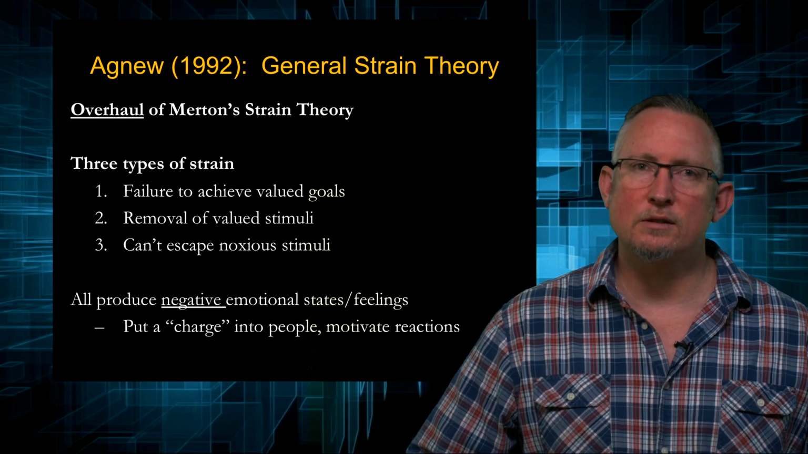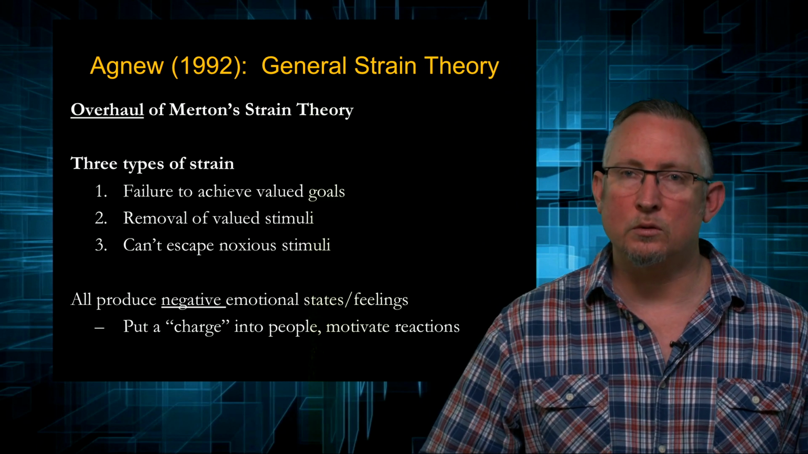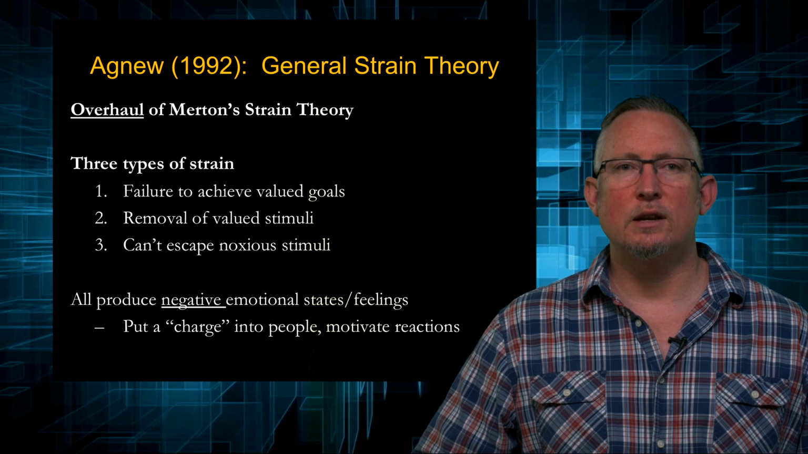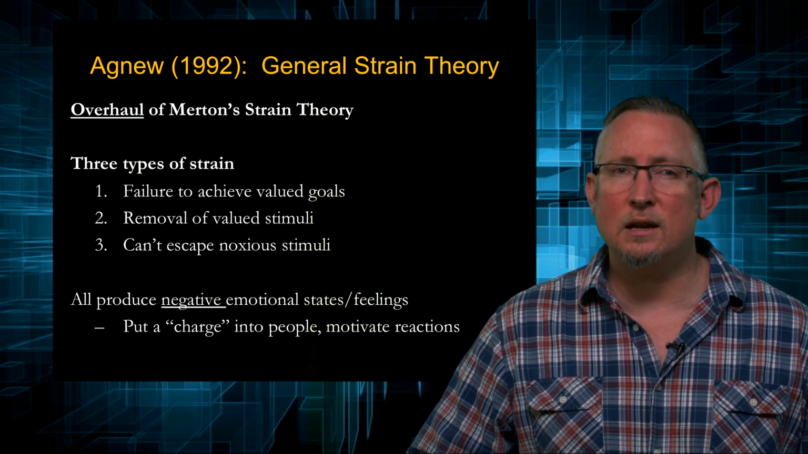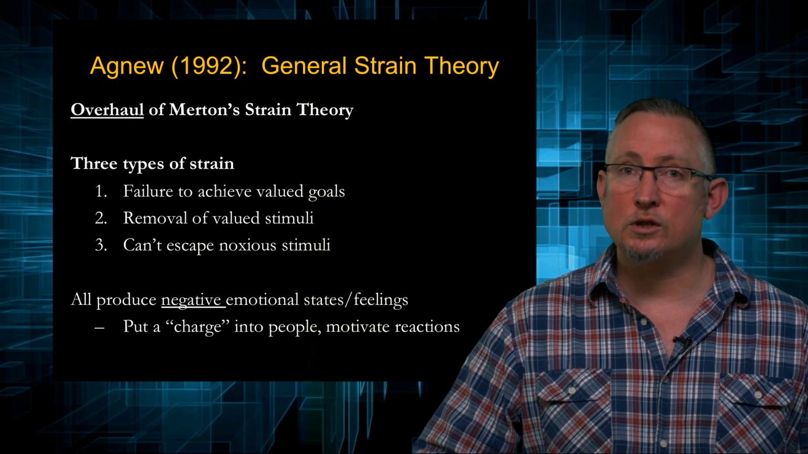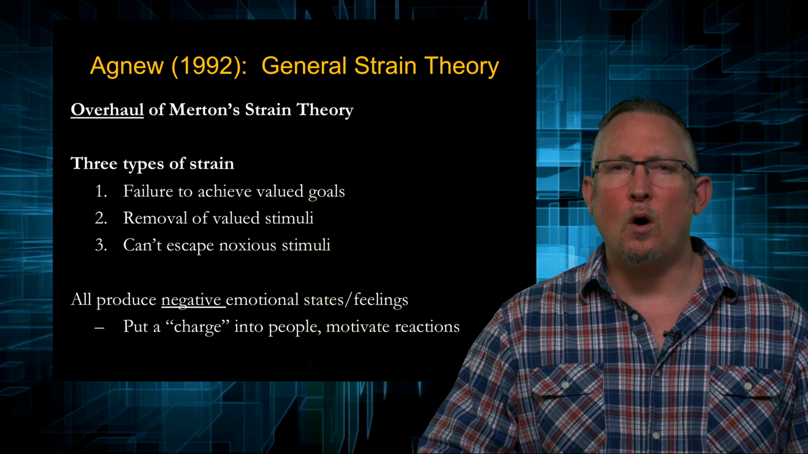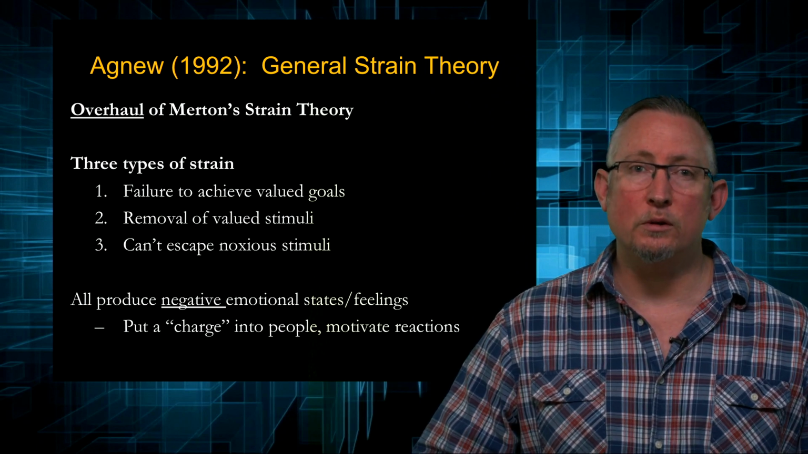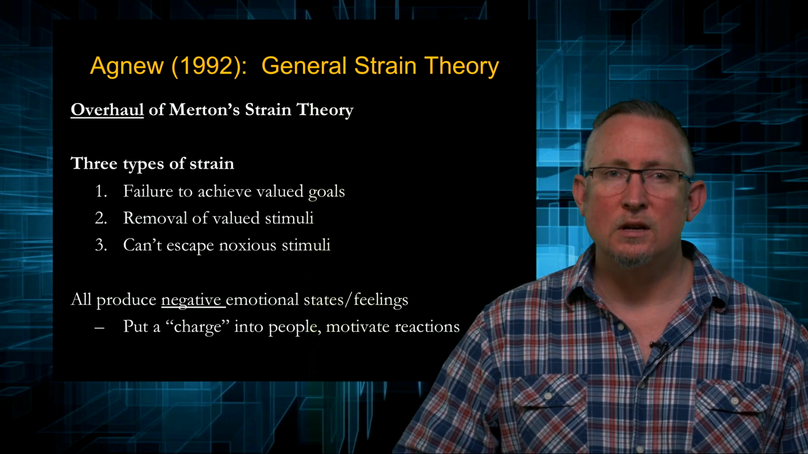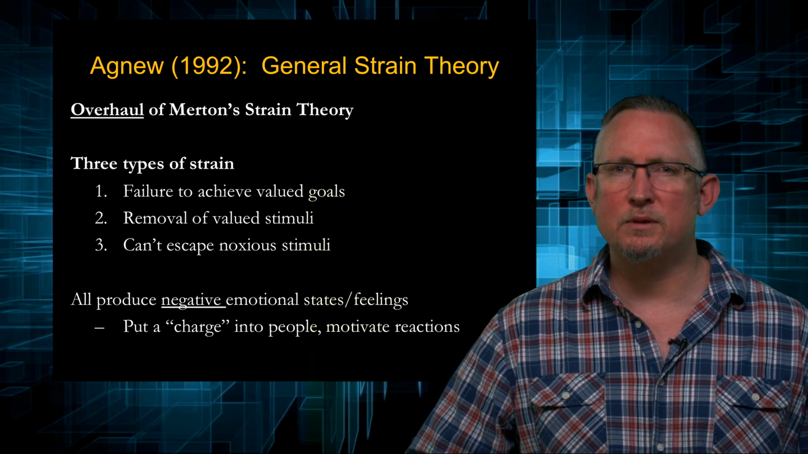First, we can think of strain as a failure to achieve valued goals, positively valued goals. Second, we can think of strain as a removal of valued stimuli. Third, we can think of strain as the inability to escape noxious or negative stimuli. All of these, argued Agnew, produce negative emotional states or feelings. They put a charge into people, or they motivate people into particular types of reactions.